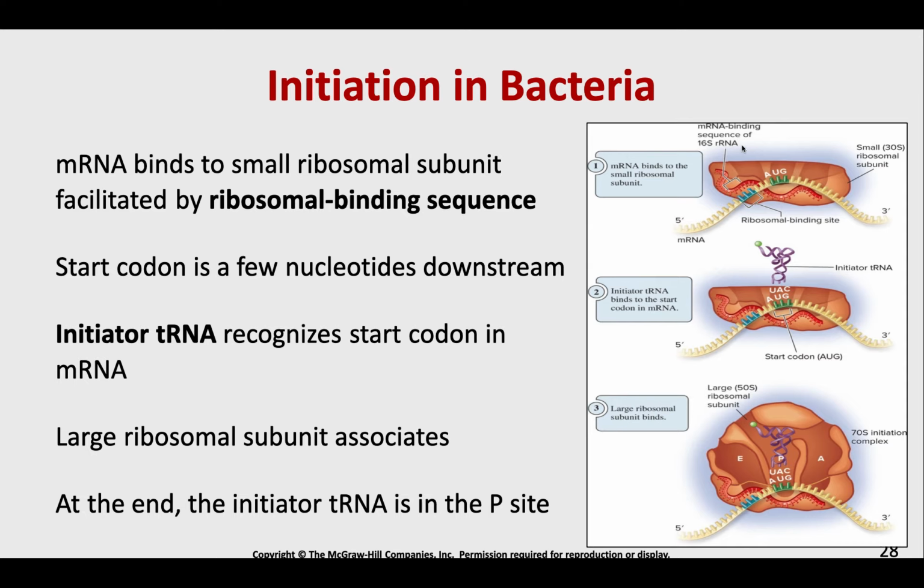Once it binds, that start codon is not very far away. It's just a little bit downstream. An initiator tRNA molecule is going to recognize this start codon, and once it recognizes it, the large subunit is going to attach, and we can start on with translation. So at the very end of this step, we have our subunits attached, we have an initiator tRNA molecule in the P site, and we are ready to start translation.